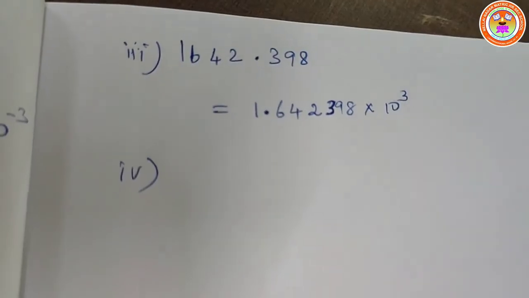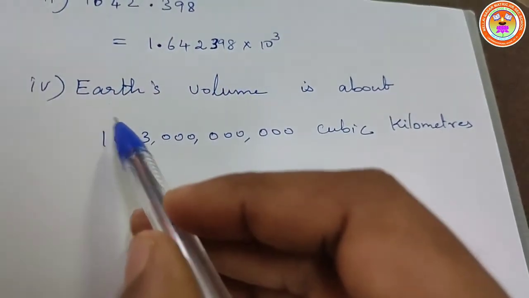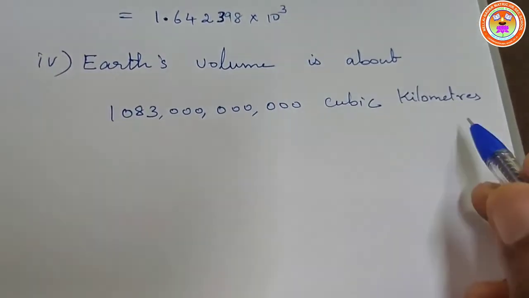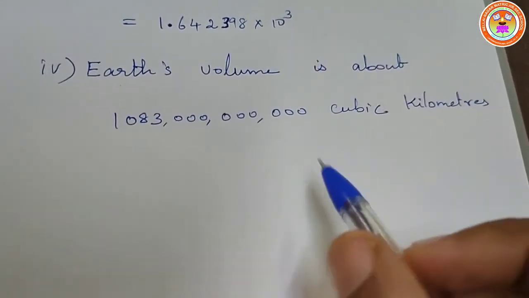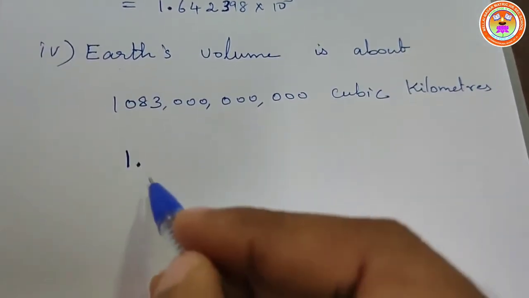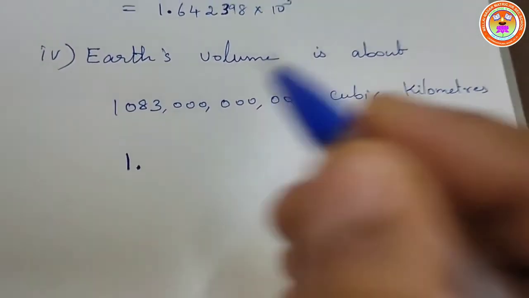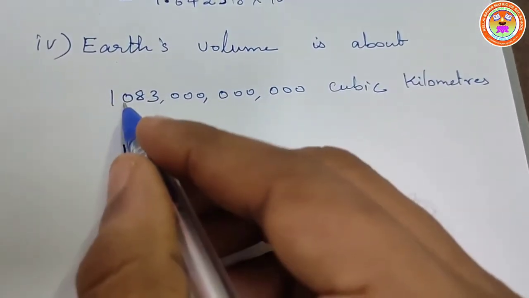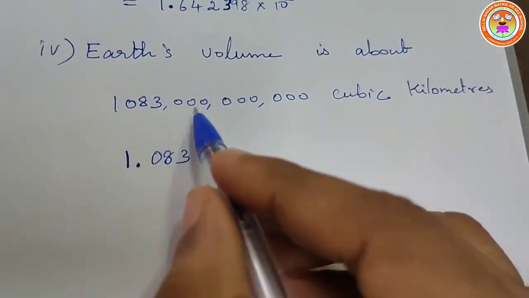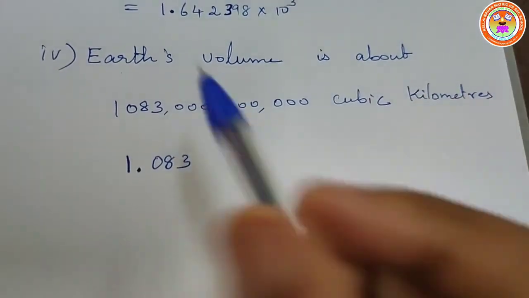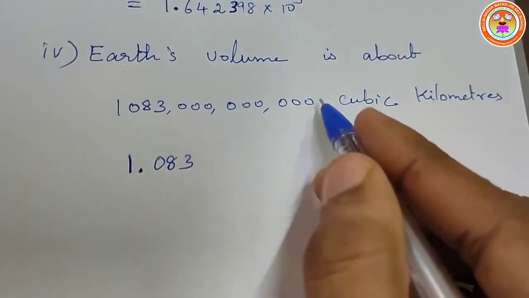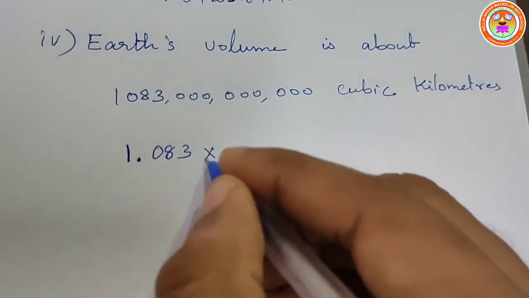The fourth subdivision is the earth's volume. A number is given. How to write this number in scientific notation? As I said earlier, the first non-zero number is 1. Put the 1 here, and after that first non-zero number you have to place the decimal point. Then the remaining digits 0, 8, 3 you have to write. Only the last zeros we should leave out. If any zeros come in between, you have to write those zeros also. These zeros we can leave out, and instead you put 10 power.